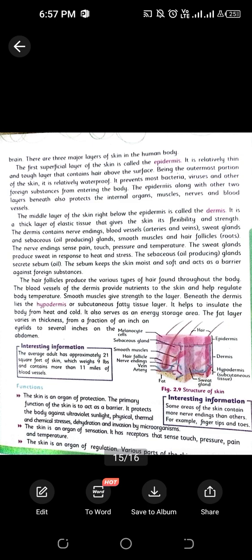It has receptors that sense touch, pressure, pain, and temperature. One thing I wanted to add here is that the average adult has approximately 21 square feet of skin throughout their body, which weighs about 9 lbs and contains more than 11 miles of blood vessels. Some areas of the skin have more nerve endings than normal, and those areas are the fingertips and the toes. So this was all about the chapter Sense Organs of grade 6.